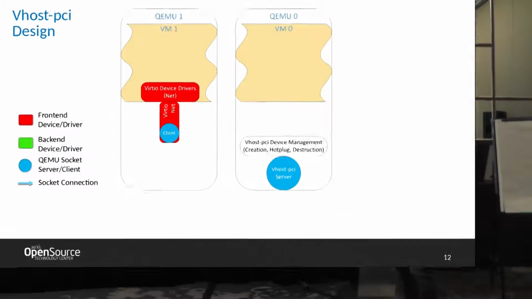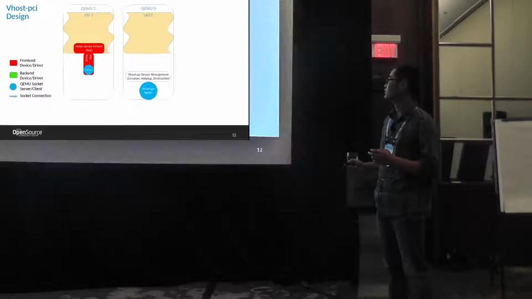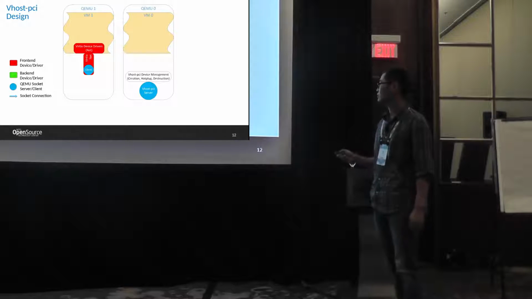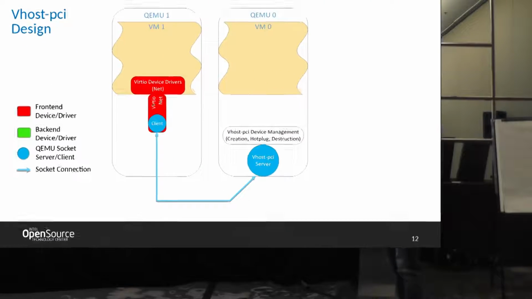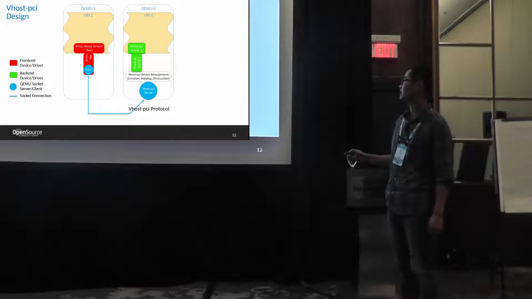Here we have a second QEMU that gets booted. What's special here is this QEMU creates a front-end virtio device, and the front-end device is associated with a client socket, which is also implemented using QEMU socket. So this client socket connects to the server, and they communicate with each other via the vhost PCI protocol. Then the server creates a new vhost PCI device, hotplugs this device to the VM, and initializes the vhost PCI driver.